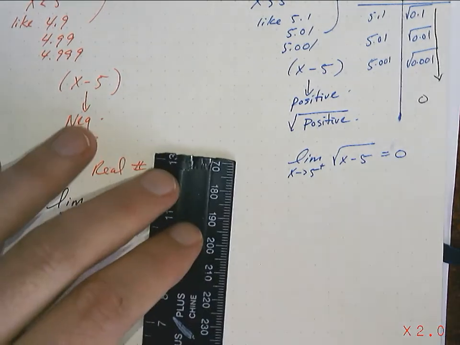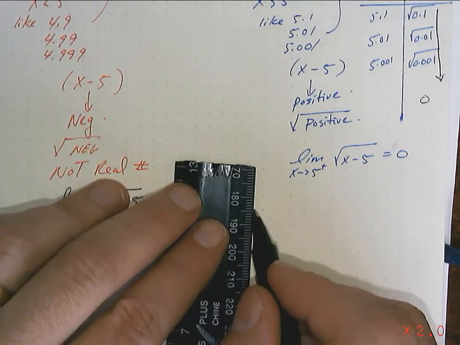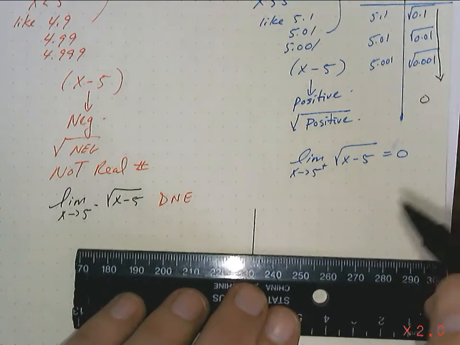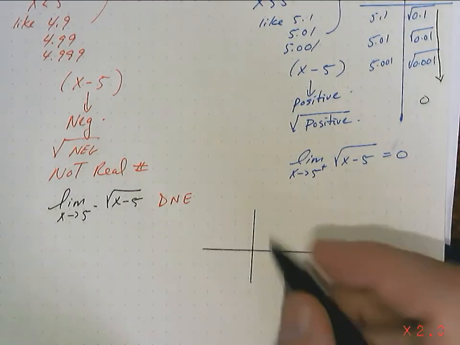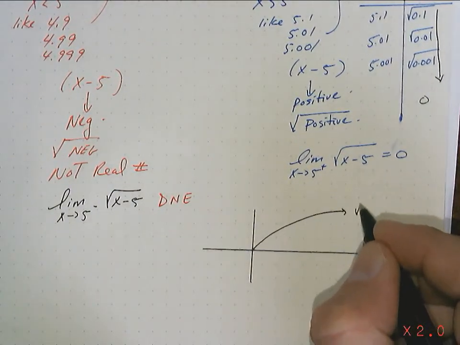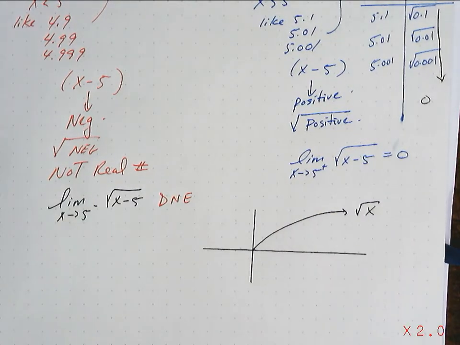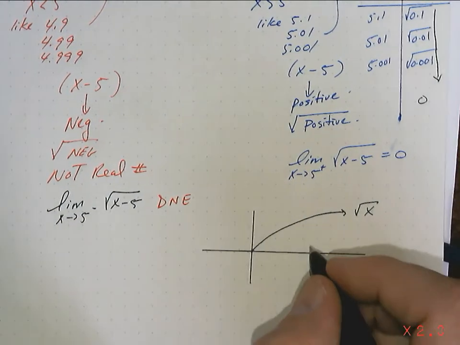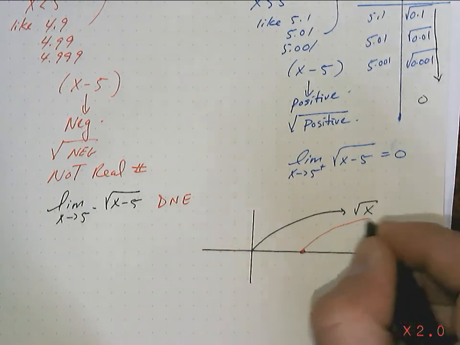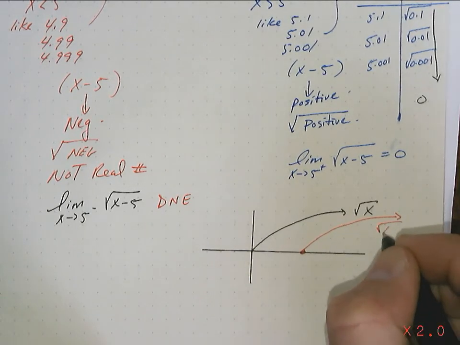And you know what's really cool about this? I could have done this completely differently if I remembered my grade 11. Do you remember that function? Root x? Well, that function is moved 5 to the right. This is root x minus 5.